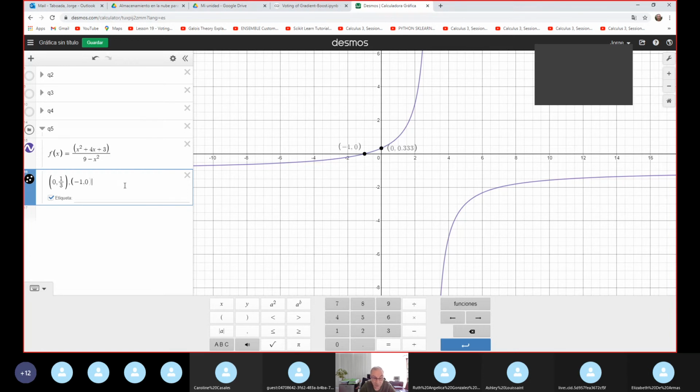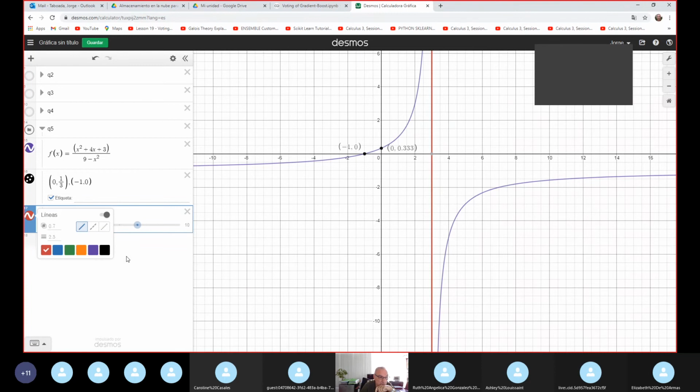No more point. For the moment, the vertical asymptote was at +3, so the line x equals 3. Boom. No red color, black color. Dotted line.